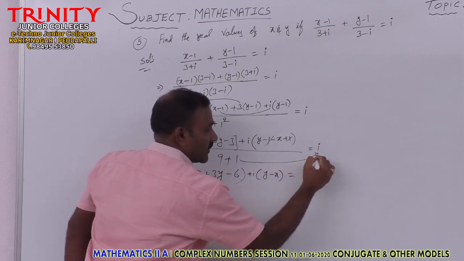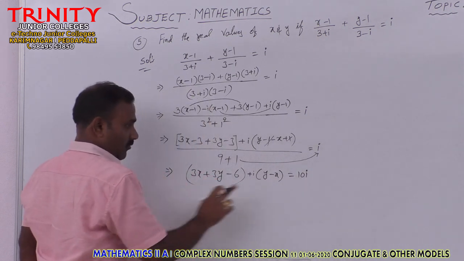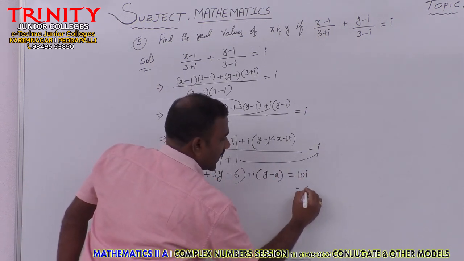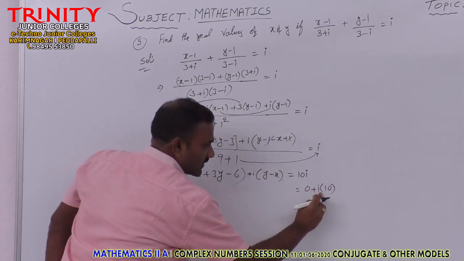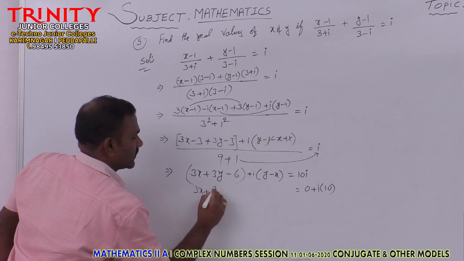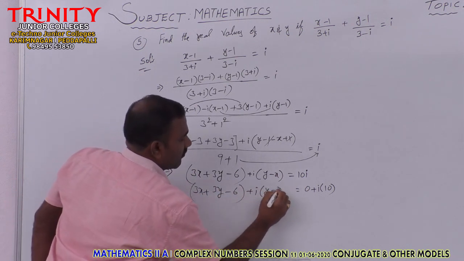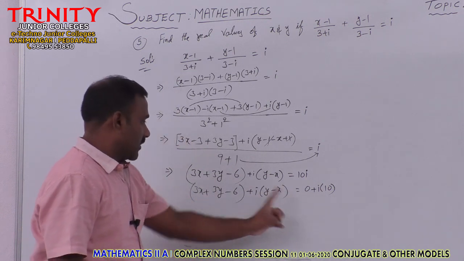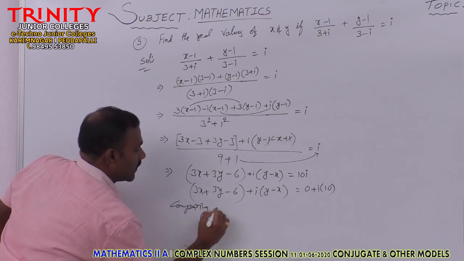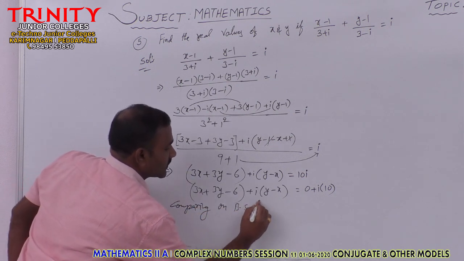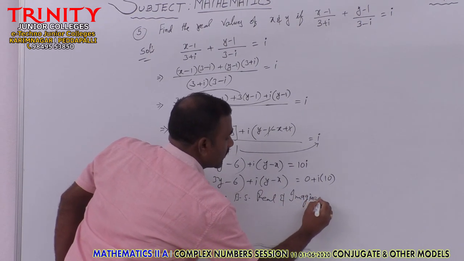Now go for cross multiplication. 9 plus 1 is 10, so 10i. Now the right side we can write as 0 plus i into 10. The left side is expressed in the form of a plus ib: 3x plus 3y minus 6 is the real part, and i into (y minus x) is the imaginary part. Comparing real and imaginary parts on both sides.